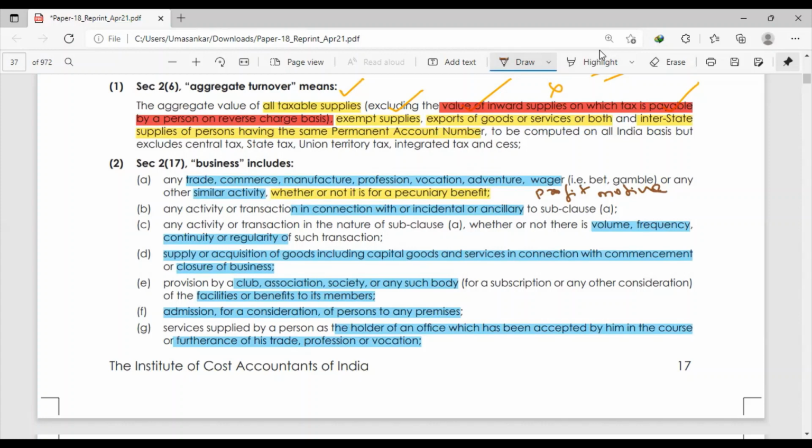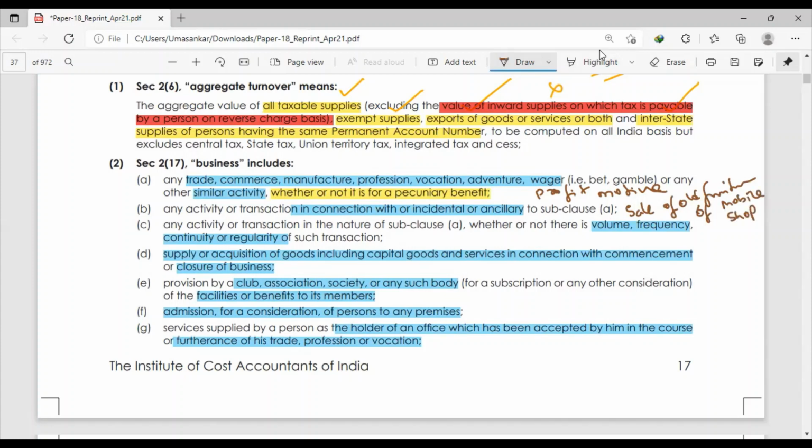That is, it is saying in connection with the above activities, or incidental to the above activities, or ancillary to the above activities, all this will be considered as business. Okay. So I will write here: sale of old furniture of a mobile shop. Okay.